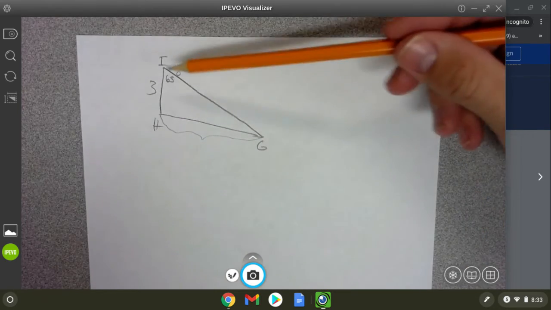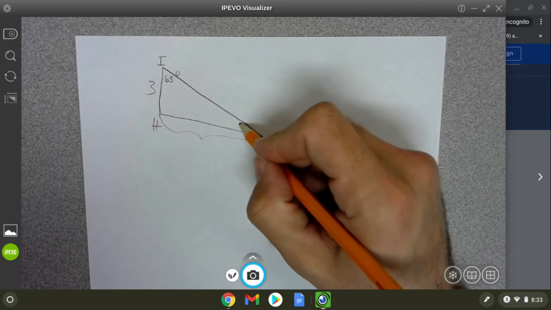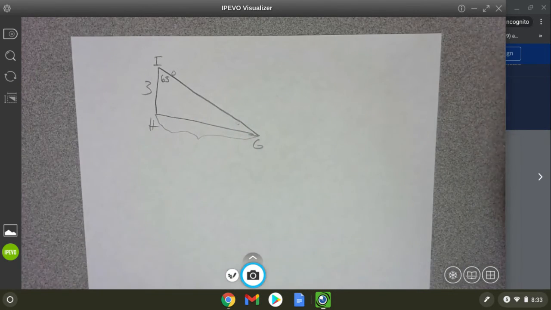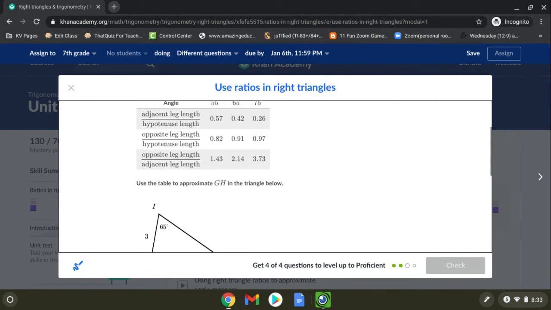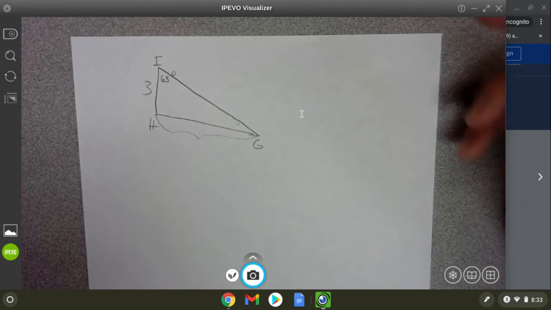Now, the only thing they tell us is that this angle is 65. I guess we could deduce that this angle is 25. But anyway, I'm going to use this and this table up here to somehow magically solve this thing. So I think it's obvious we're going to be dealing with this 65-degree column, but we have to know which of these to use. So here's the way you think of it.